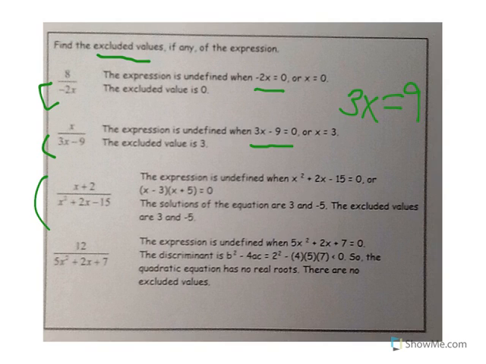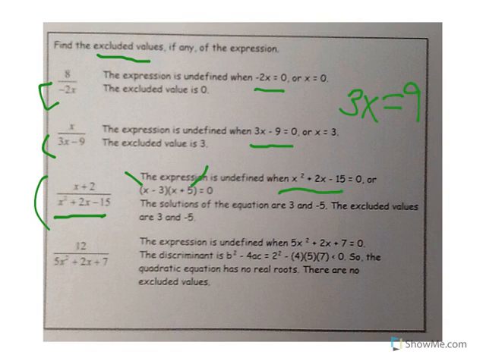Now this one is a little bit more complicated, because you can factor this denominator. When you factor it, you end up with x minus 3 times x plus 5. If either of those is 0, then the denominator will be 0. So the two excluded values are x is equal to 3, because then the first part would be equal to 0, and x is equal to negative 5.